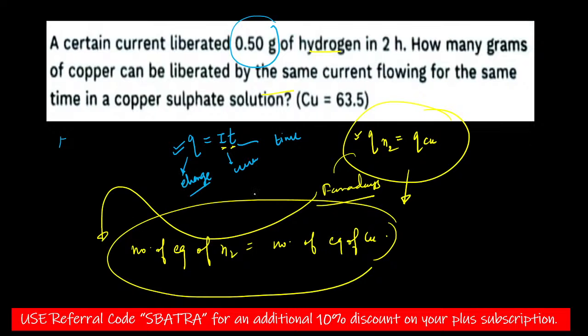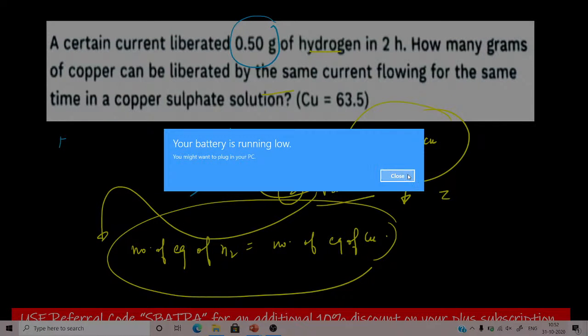So now I can equate the number of equivalents. That means we are relating Z over here. So what is Z? Z of H2.